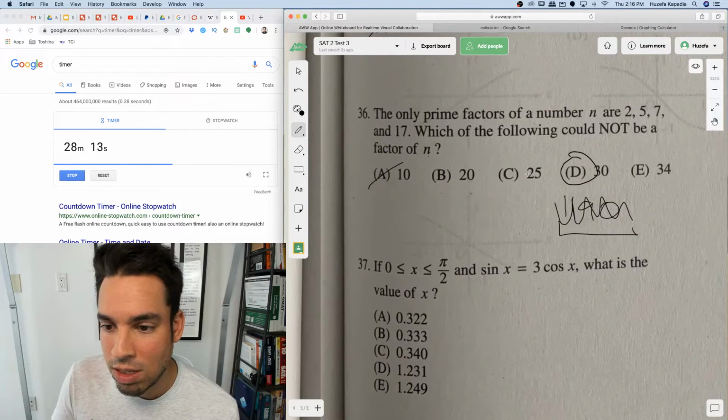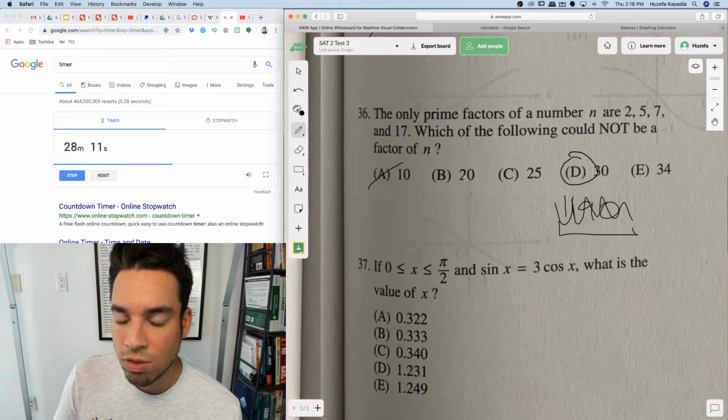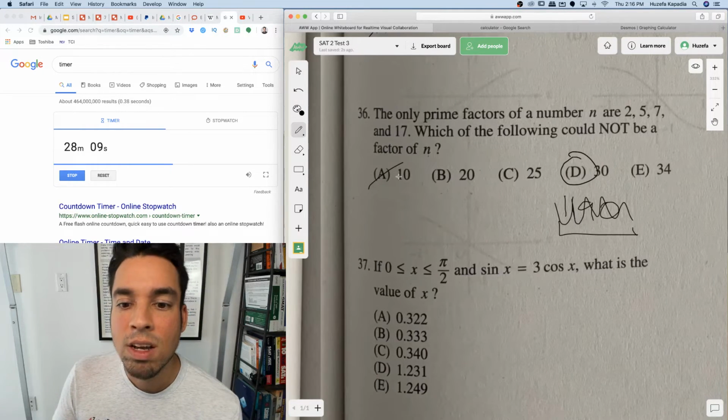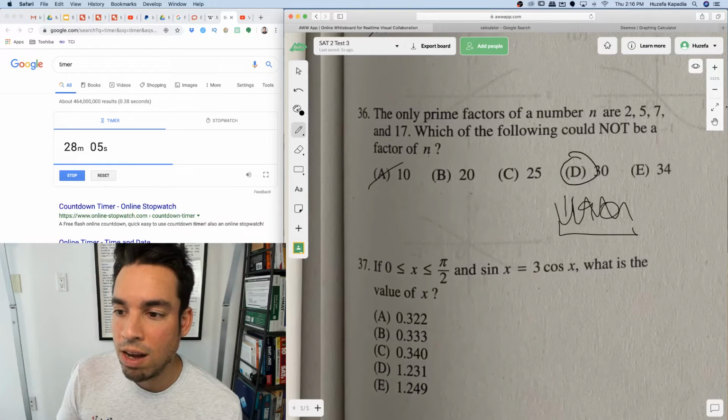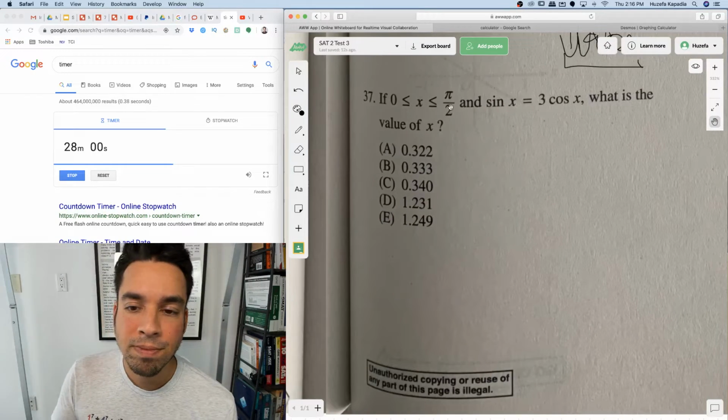Like this is 2 and 17. This is 5 and 5. That's okay. This is 2, 2, 5. Okay, we got 2s and 5s. This is 2 and 5. This one has a 3 in the mix. This is 2, 3, 5. There's no way because there's never going to be a 3 in there.